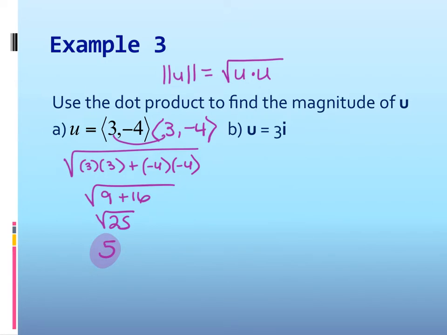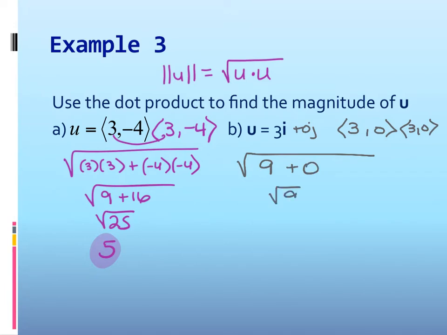Okay, b is u, and that's just 3i, which means there's no j. This would be 3, 0. So it would be the magnitude of 3, 0: 3 times 3, which is 9, plus 0 times 0, which is 0, square root of 9, which is 3.